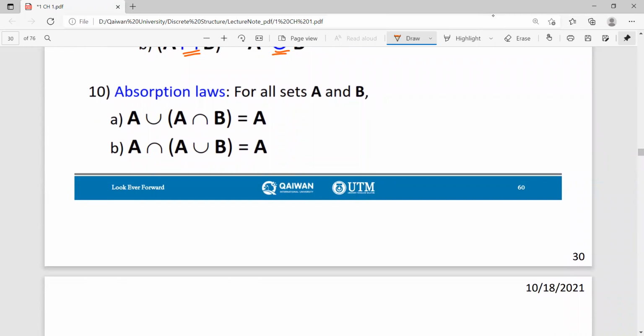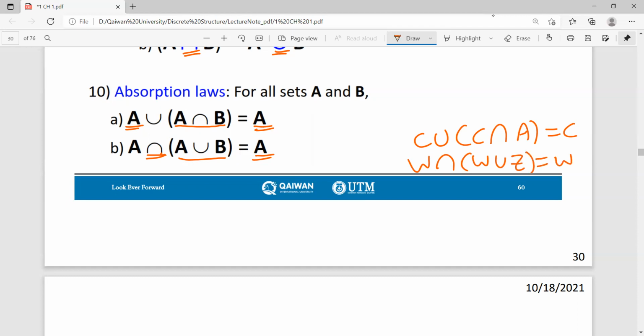Now we have the absorption law. We say A union A intersection B, we can directly say it equals A. Even for intersection, A intersection A union B is still A. If you see, for any set, let's say C union C intersection A, it equals C. Even if we have, let's say, W intersection W union Z, that equals W.